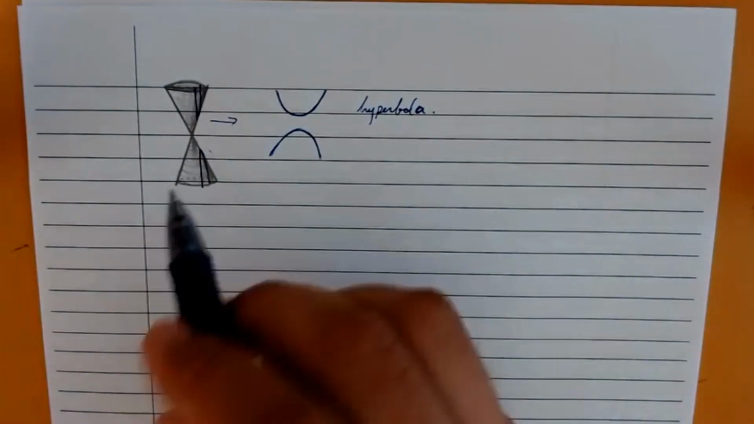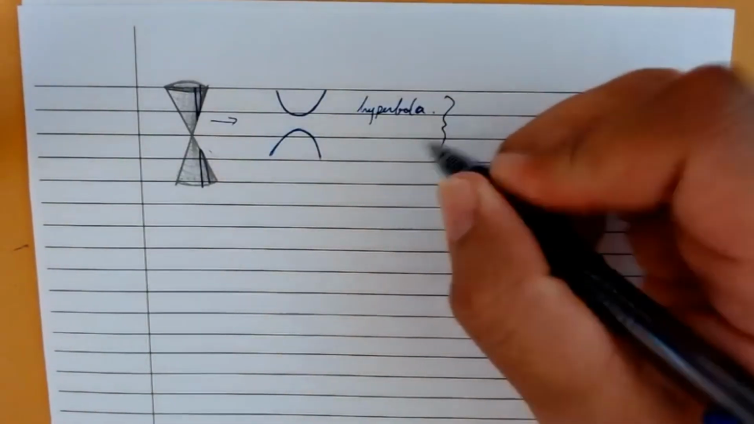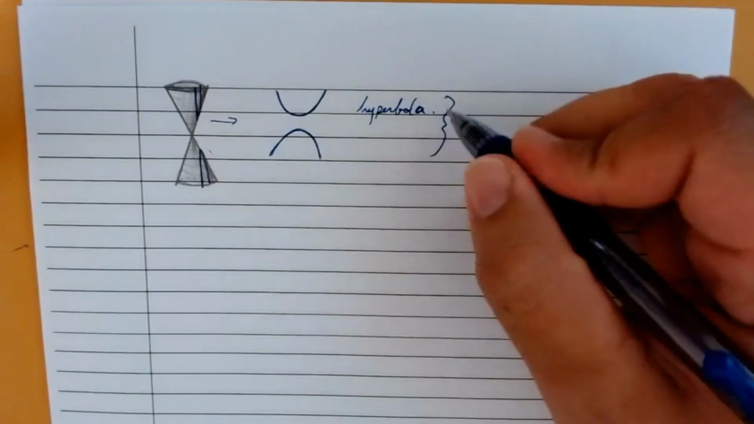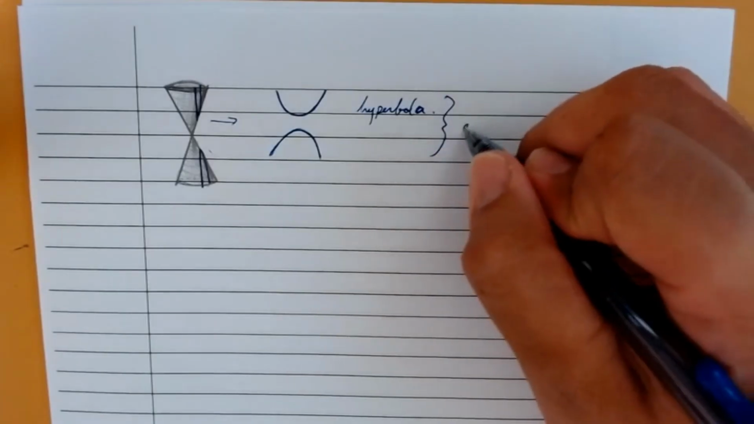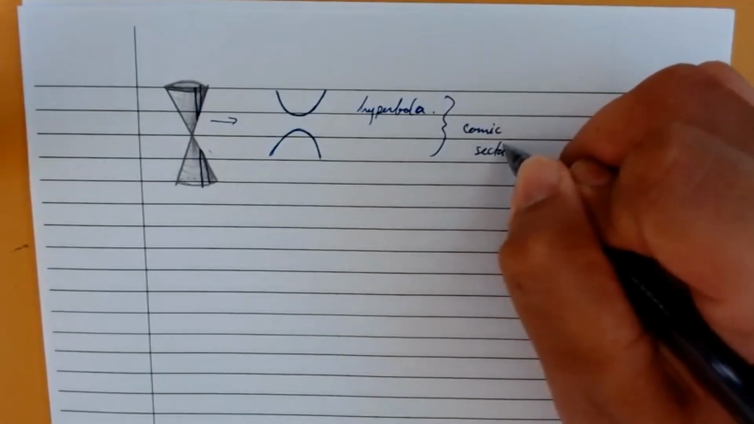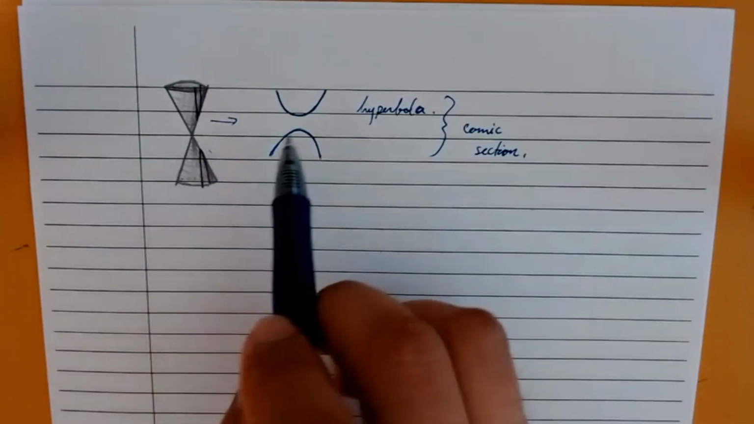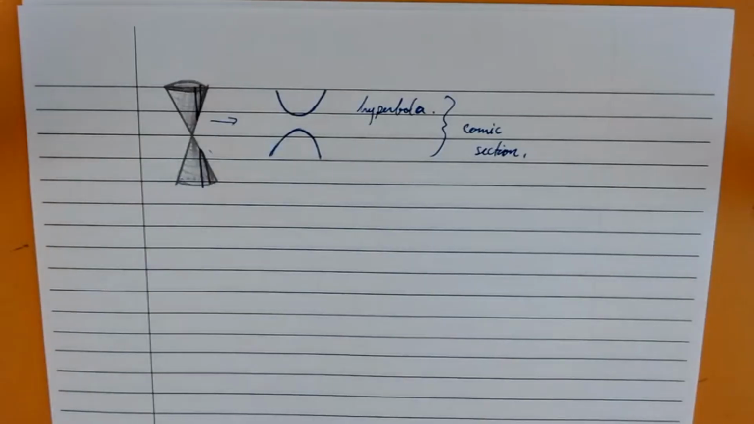Okay? So again, this is a conic section, just like the ellipse and the circle. This is another example of a conic section. However, it has its own definition separate from that of the cone. So let's begin with that.